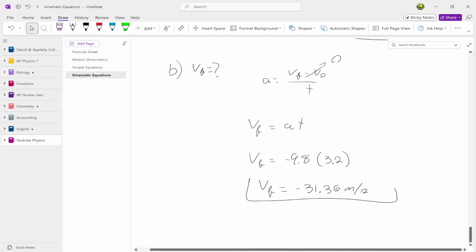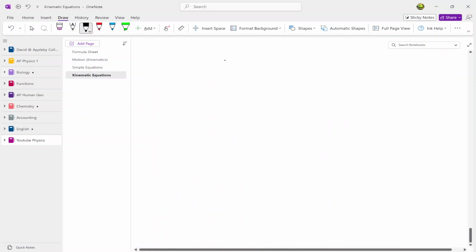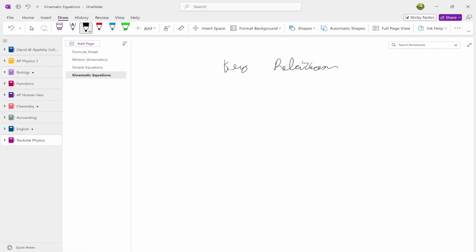All right. Now let's move on to key relations. This one is a bit simpler, really. I'm just going to be talking about the graphs. This is visual. Here we go. So let's say you have an x-t graph. You have position, which is x, and then time. As time goes on, the position will get higher, usually like this.